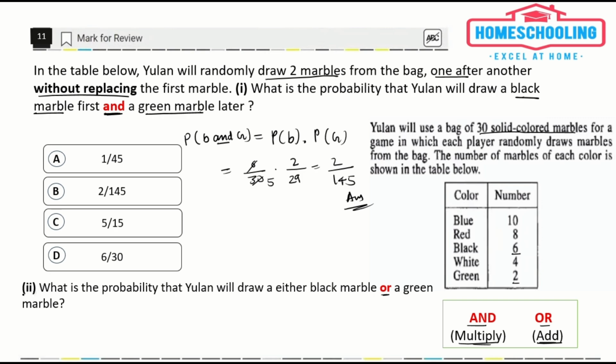Now let's come to part 2 of this question. What is the probability Yulan will either draw a black or a green marble? Ultimately, they are drawing only one marble, either a black or a green marble. So from this, we can say that it is an independent event. Here without replacement, so this one was a dependent event.